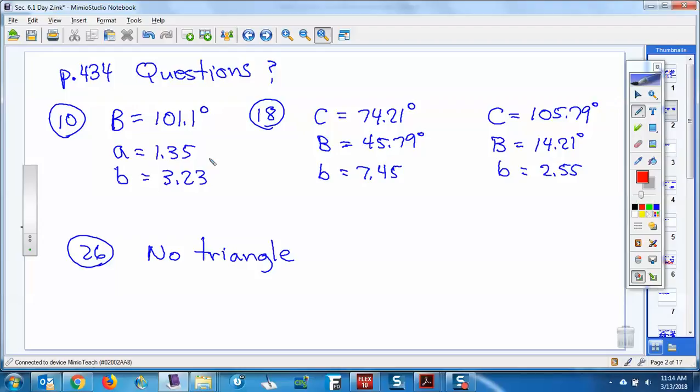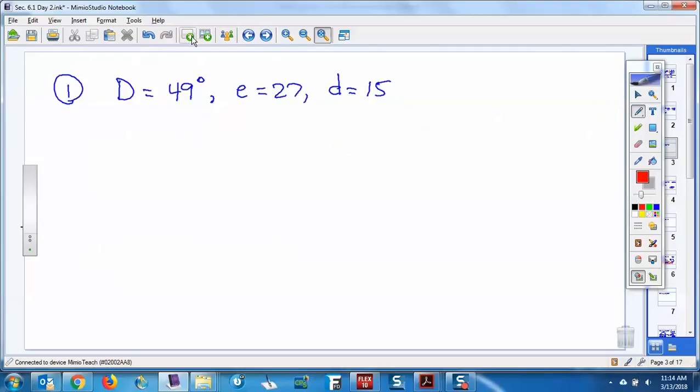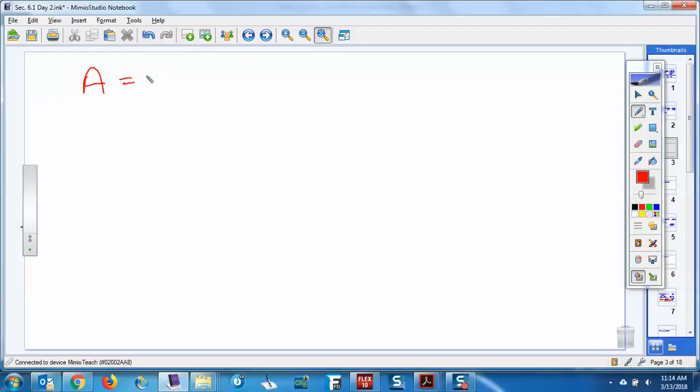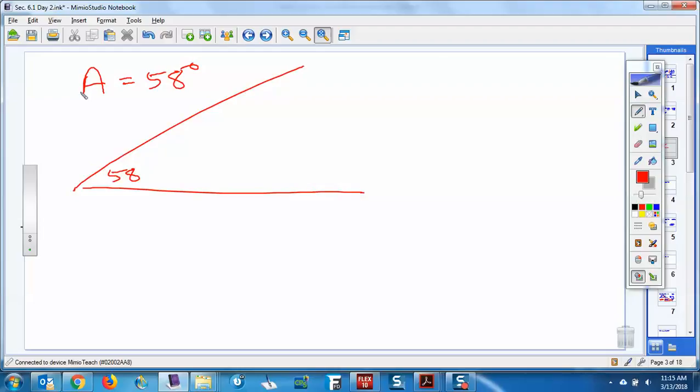You had trouble getting one of the answers, you mean? Yeah, I had trouble getting the second set. So A is how much? 58 degrees. Okay. And what else? Little a is 11.4, and then B is 12.8.